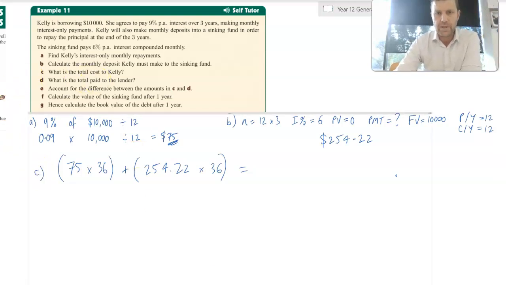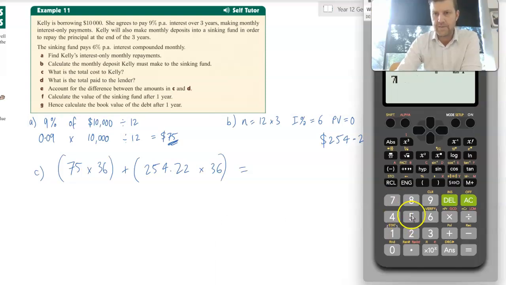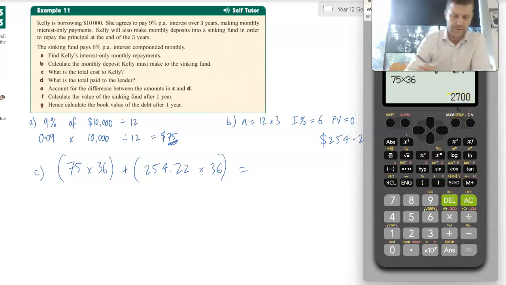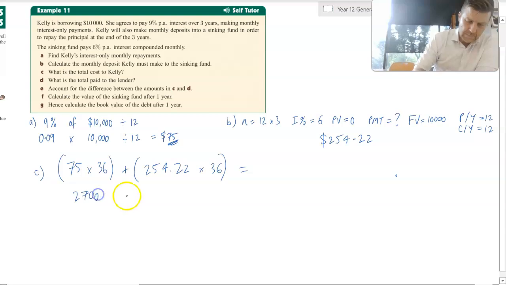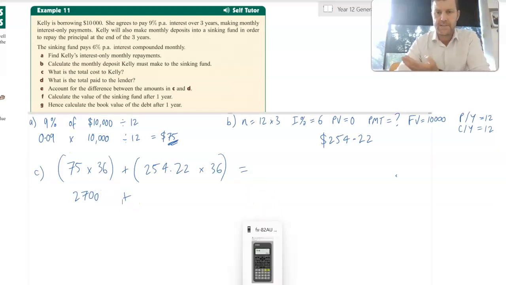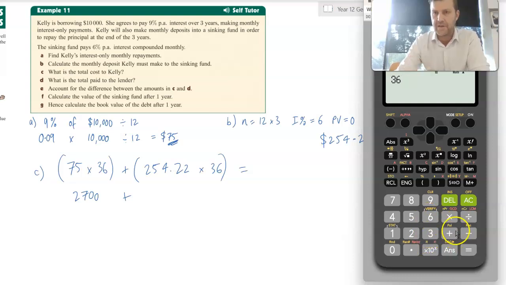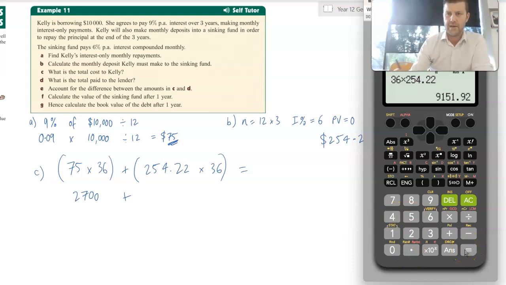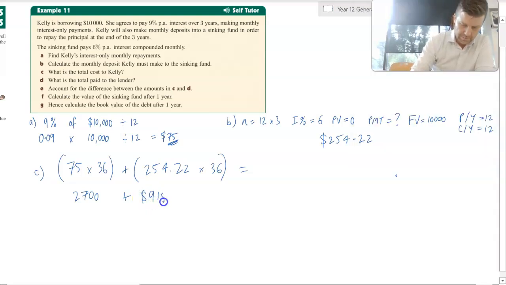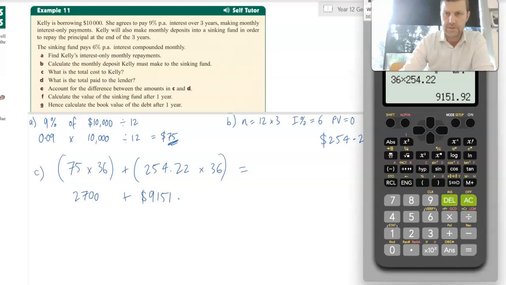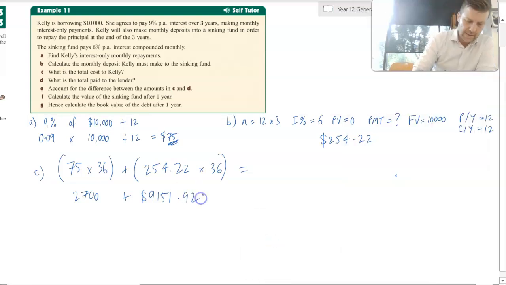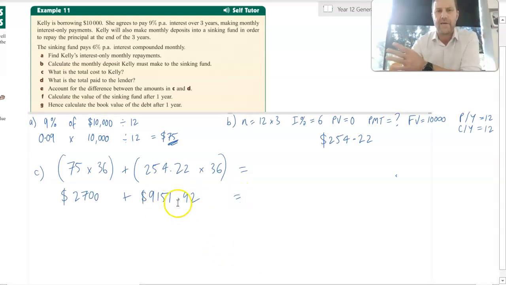Now, when we look at that value, we can just use a normal calculator here: 75 times 36, that's how much interest she pays, $2,700. Let's put that there, plus how much she puts into the savings account, or the sinking fund, which is 36 lots of $254.22, which works out to be $9,151.92.